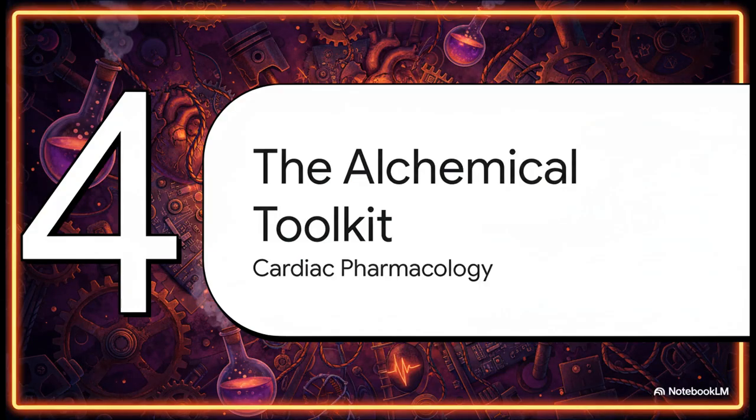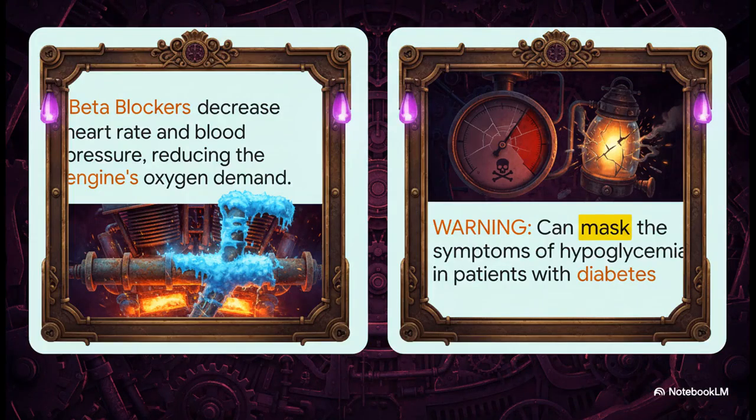An engineer is only as good as their tools. So welcome to the apothecary. In here, we don't use wrenches. We use potent alchemical solutions, cardiac pharmacology, to modify the engine's performance, to cool it down, or even to rewire its very circuits. First up are system coolant, beta blockers. These slow the engine's speed and reduce its workload, which is fantastic for an overstressed system.